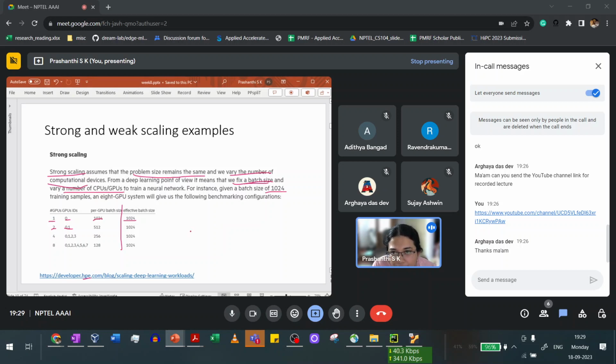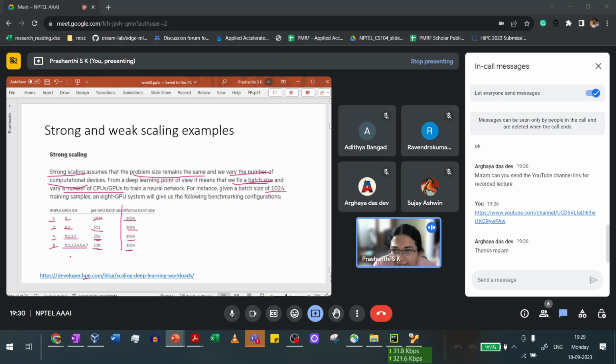So what happens to the work per GPU? It gets halved. Each GPU will take 512 samples, but your effective batch size remains the same. Similarly, if I have 4 GPUs of ID 0 to 3, the per GPU batch size will be 256, but the total work done or the effective batch size will remain the same, right? And similarly here, if I add 8 GPUs and I change the per GPU batch size to 128, my total batch size will still be 1024.